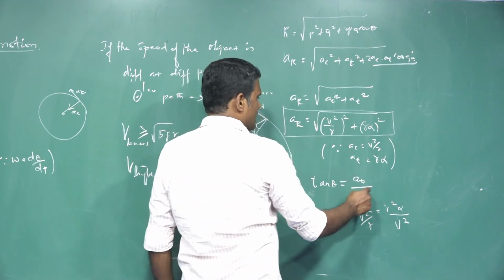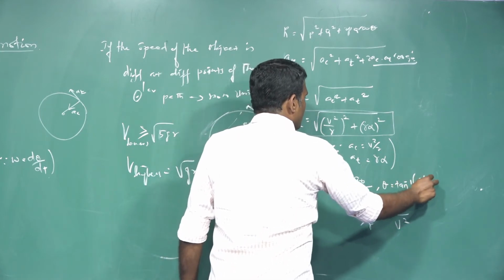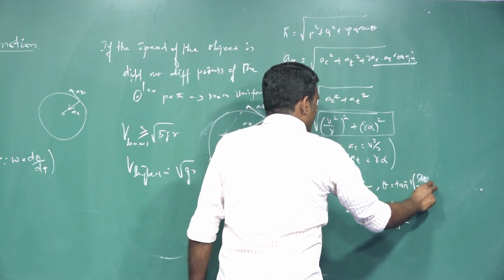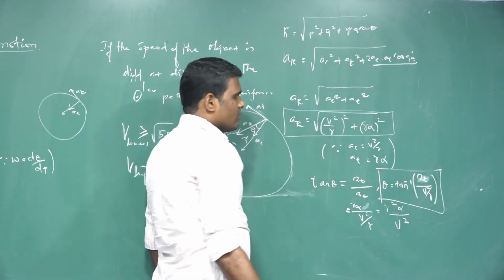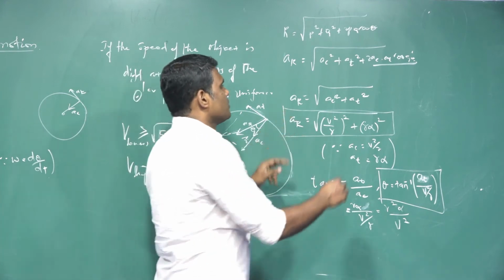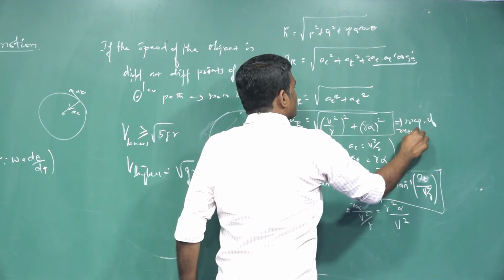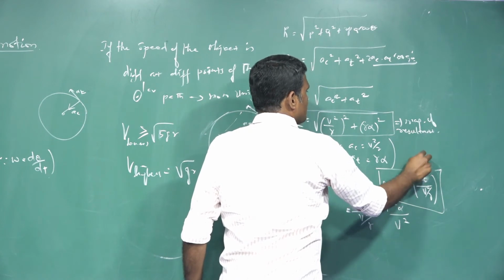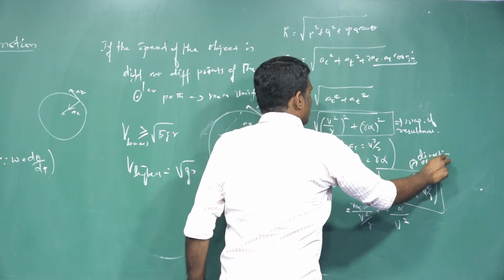So tan theta equals AT divided by AC. I can write theta equals tan inverse of AT divided by V square by R, where V square by R is the centripetal acceleration. So theta equals tan inverse of AT divided by V square by R gives you the direction. So this expression gives you the magnitude of the resultant acceleration. This expression gives you the direction of the resultant acceleration.